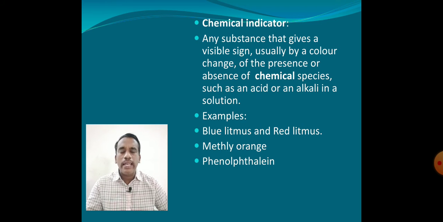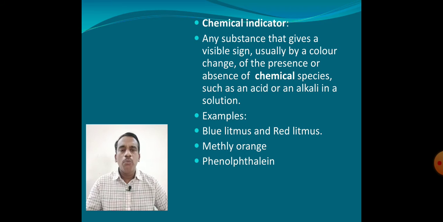It is not an acidic solution. It may be a basic solution or it may be a neutral solution. If an acidic solution is there, then only the blue litmus paper will turn red. So that is the meaning, usually by a change in color of the presence or absence of a chemical species. Here our chemical species are the acids or bases.